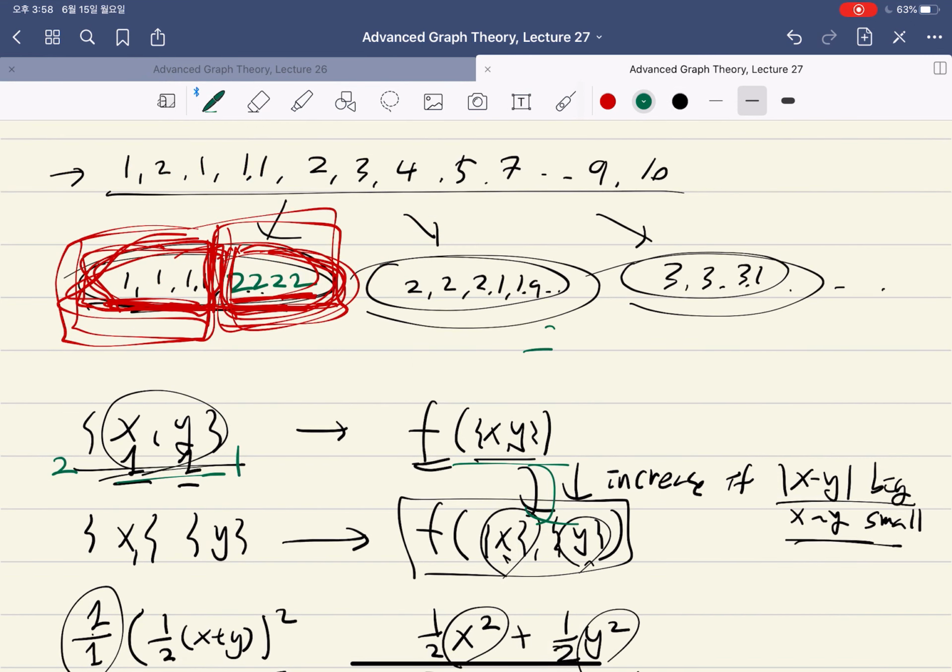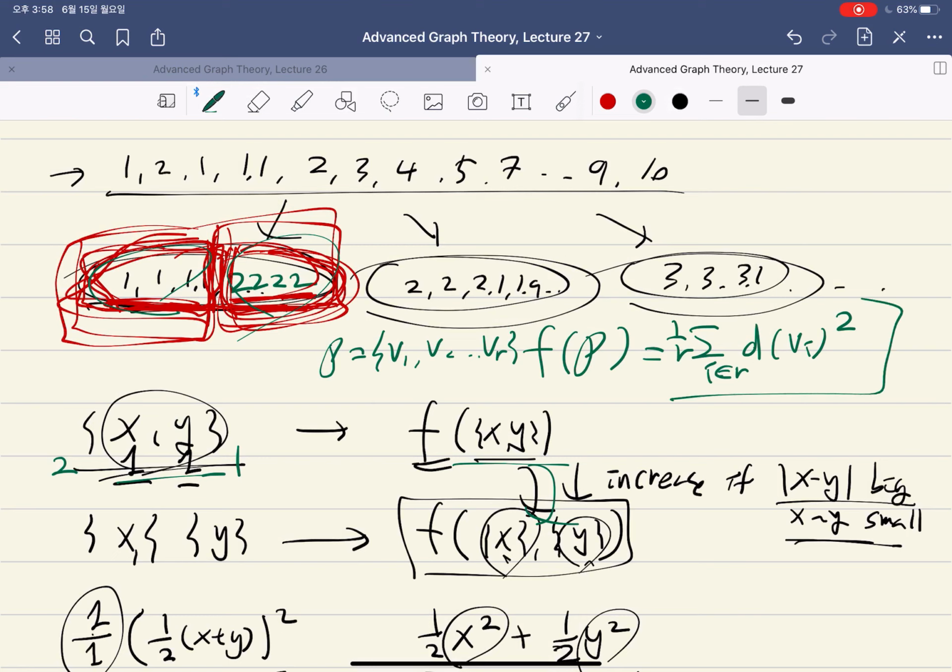So we take this function as: you take the average and then square. You have the partition P, say B1, B2, up to BR. Then you take the average over each Bi and then square. And then you sum it up over all i from 1 to R, and then you average. That would be our function, where as long as you see some non-uniformity, you break it into 2, and then this goes up.